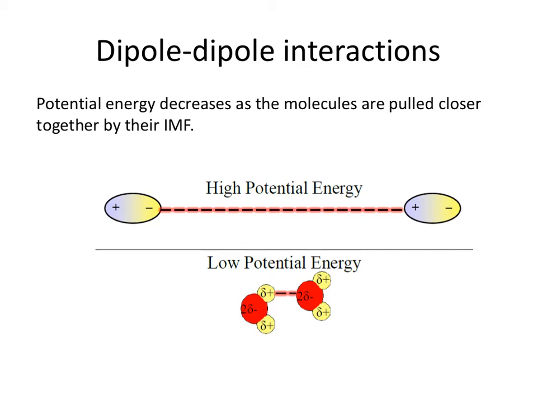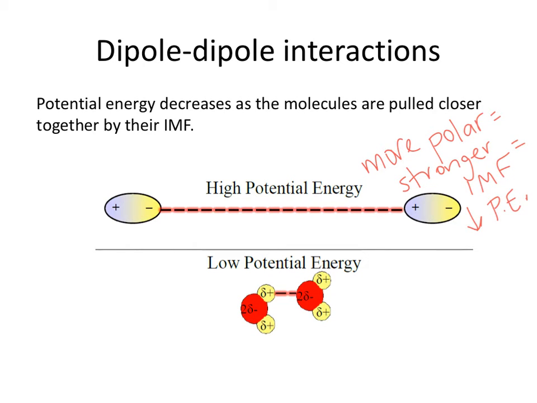In all cases of dipole-dipole attractions, including hydrogen bonding, potential energy decreases as the molecules are pulled closer together by their IMF. The more polar the molecules, the stronger the IMF. More polar equals stronger IMF. So they have a lower potential energy. Energy must be added to weaken or break these IMFs.